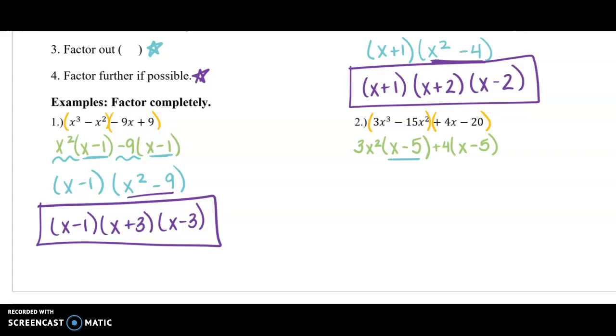Again, the whole point of doing this is that I end up with the same thing inside the parentheses. I can factor out my parentheses, I can take out x minus 5, and I would be left with 3x squared plus 4. If you look at that, you cannot factor anything further, so that would actually be our final answer for this problem.